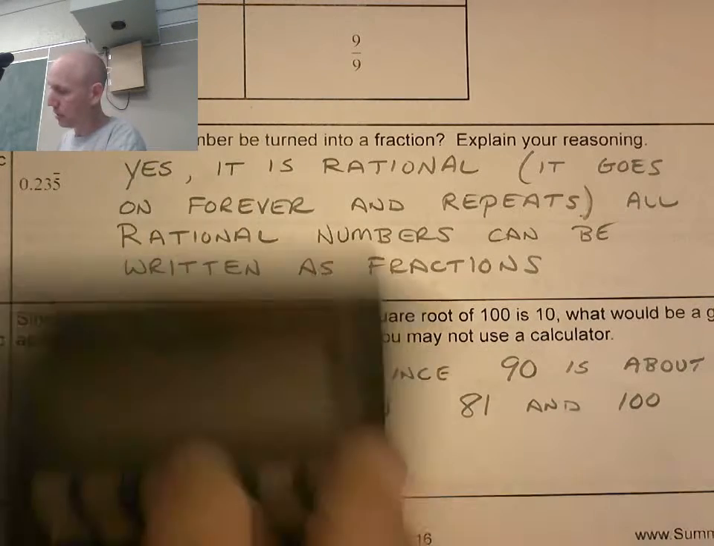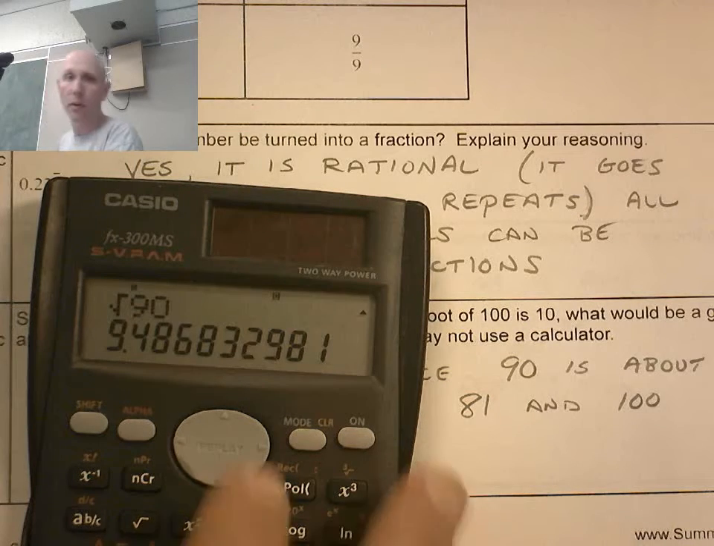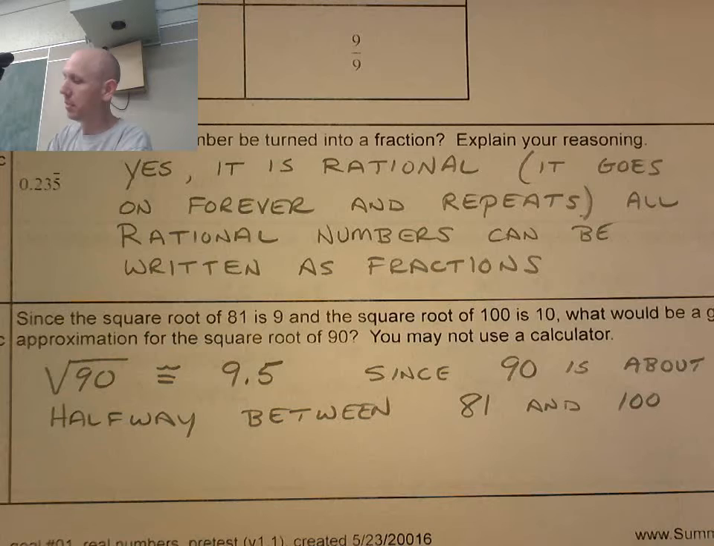I'm going to use a calculator to check it. Let's see, what's the square root of 90? Look at that, 9.48. 9.5 is a good estimate.